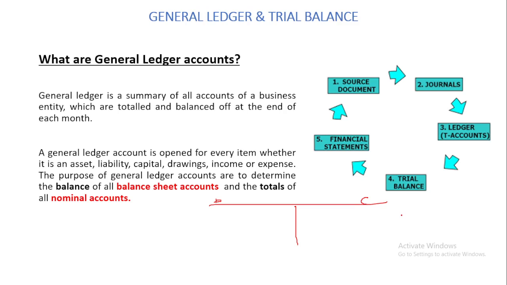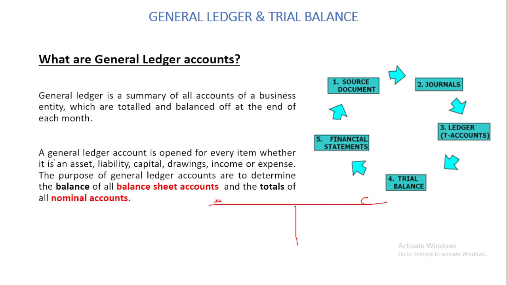So here it says that the general ledger is a summary of all accounts of a business entity which are totaled and balanced off at the end of each month, meaning that for each and every account that we have, we're going to record all transactions that occurred or that are relevant to that particular account. If it's inventory coming in, the inventory account will have to reflect all transactions that have got inventory coming in and all transactions that have got inventory going out of the business. So all of this will be recorded within this account.